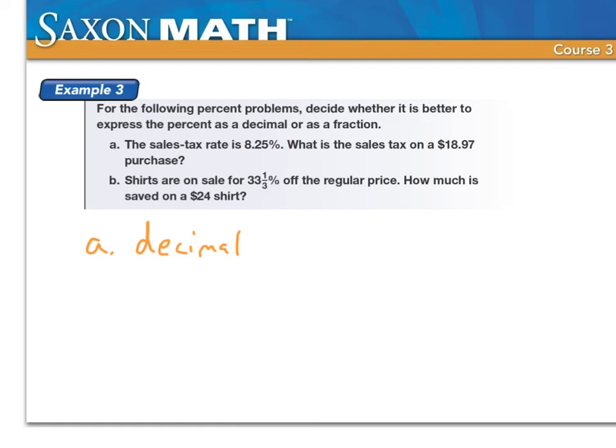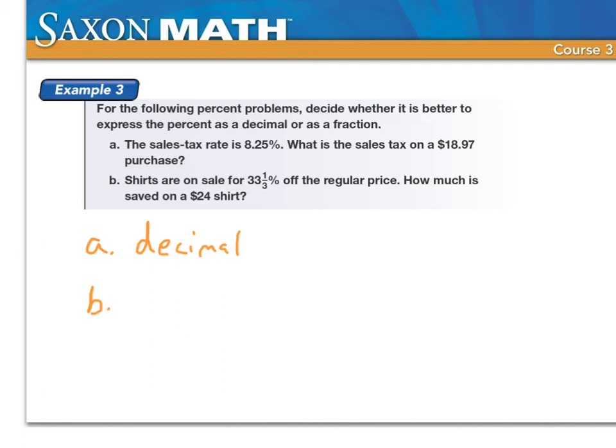That's pretty straightforward. Now for B, the shirts are 33 1/3%. Now let's think about this. If we wrote it as a fraction, one way would be 33 1/3 over 100. But if we wrote it as a decimal, it would be 33 and then 1/3 is 0.3 repeating. That 0.3 never stops. So to write it as a decimal, we would have to round it, and we don't want to round.